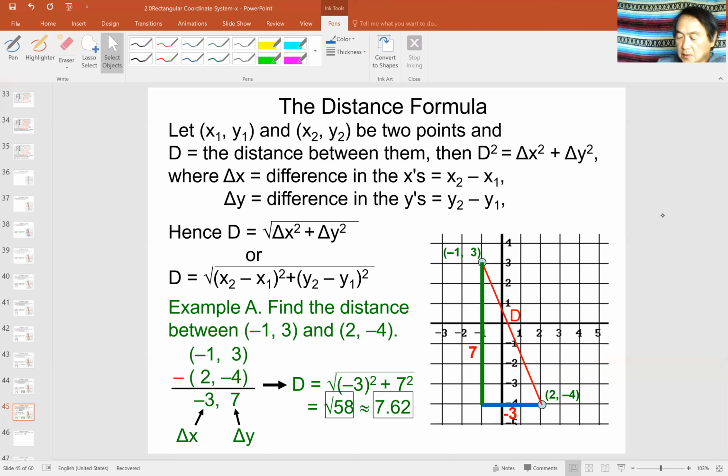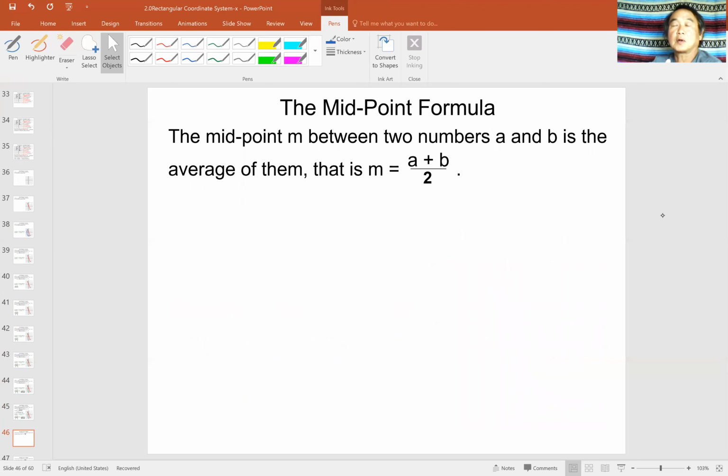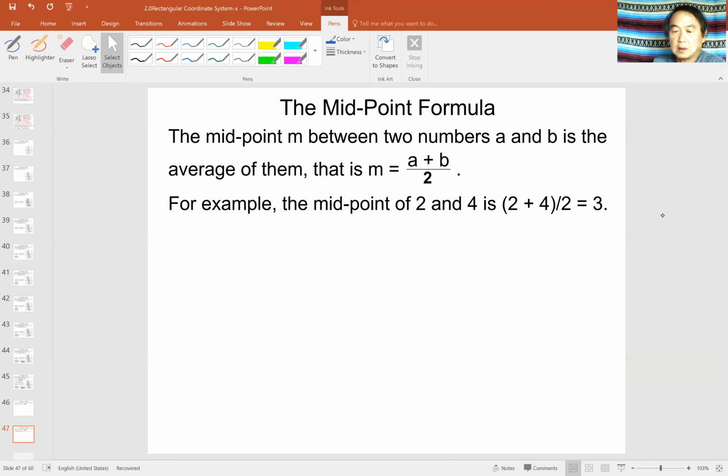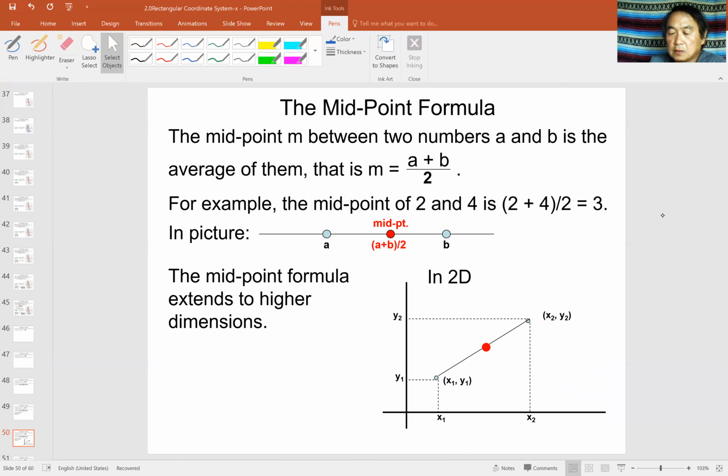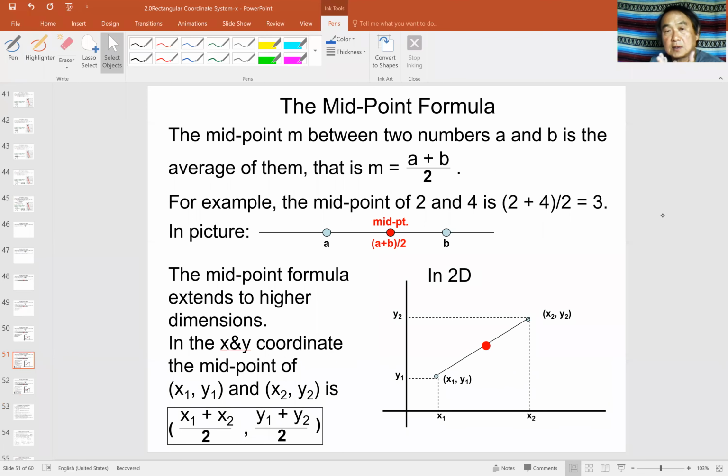What else is important? The midpoint formula. How do I calculate the midpoint of 2 points? If I start out on a straight line, the midpoint of 2 points on a line is just adding them and dividing by 2, the average. So for 2 dimensions, if I want to find the midpoint between these 2 points, all I have to do is average the x coordinates and average the y coordinates and put them together. That point will be the midpoint between the 2 endpoints.